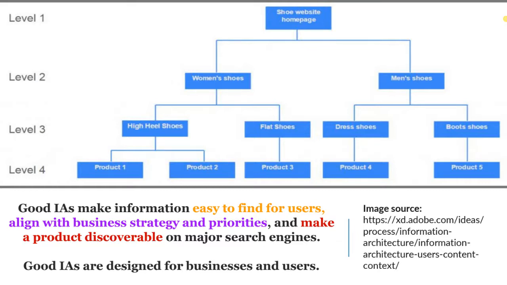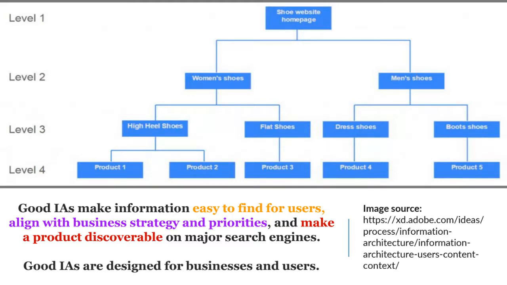So on this specific slide, we're seeing what looks like a tree. And this is what we're going to be building when we talk about diagramming, or IA diagrams. It starts from the shoe website homepage. Usually you have a homepage, and then you have the second level.